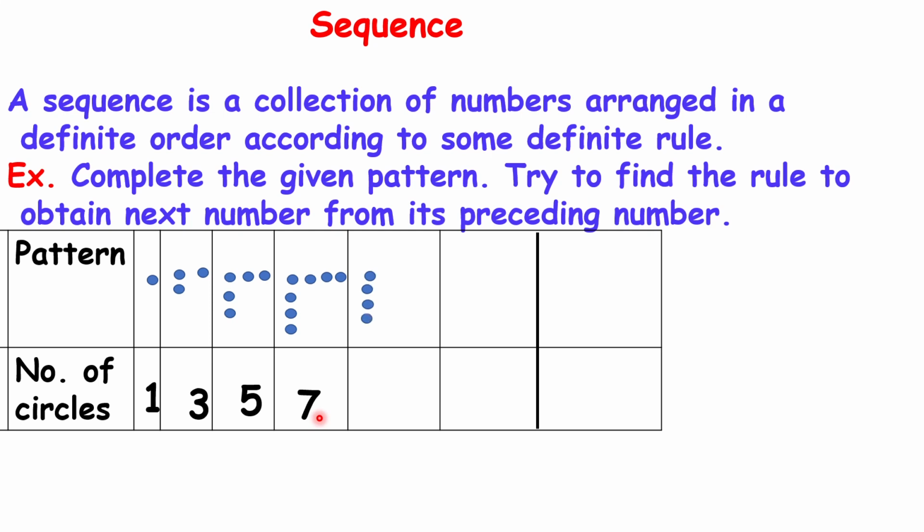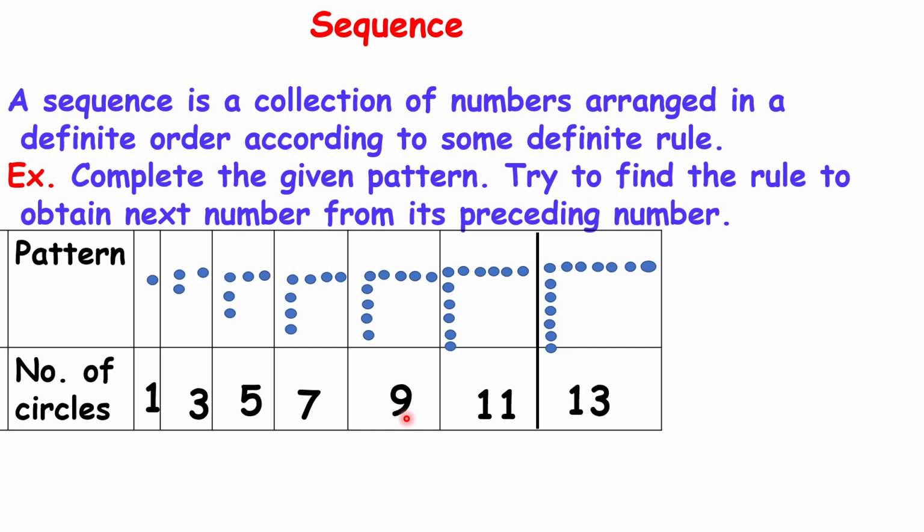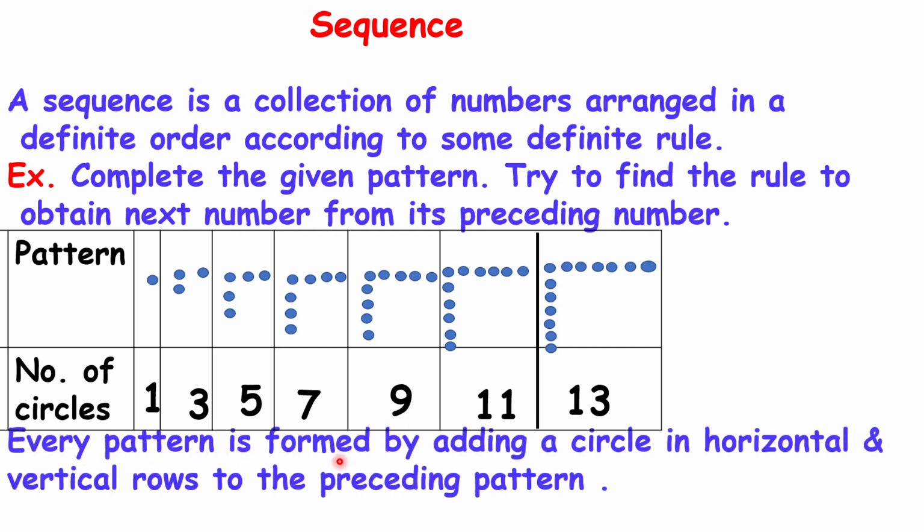Also we add one circle vertically and one circle horizontally in the previous pattern. Then we get 9 circles in this pattern. Again we add one circle vertically and one circle horizontally. Then we get 11 circles in this pattern. Again we add one circle vertical and one circle horizontal in the previous pattern. Then we get here 13 circles. Every pattern is formed by adding a circle in horizontal and vertical rows to the preceding pattern.